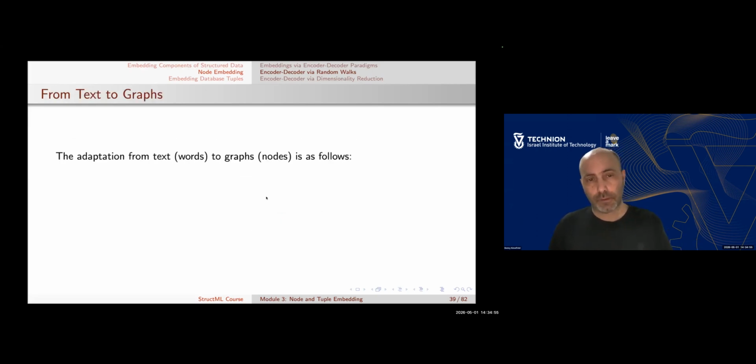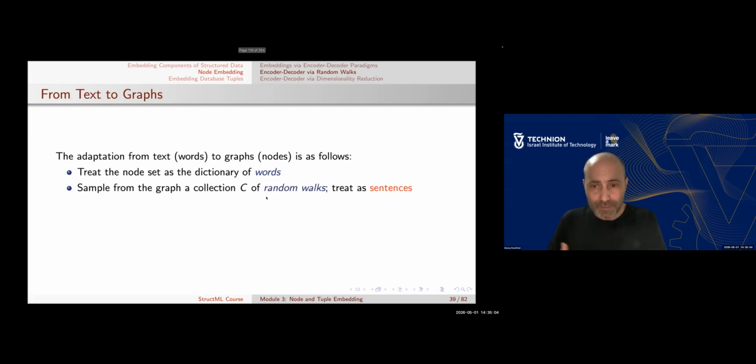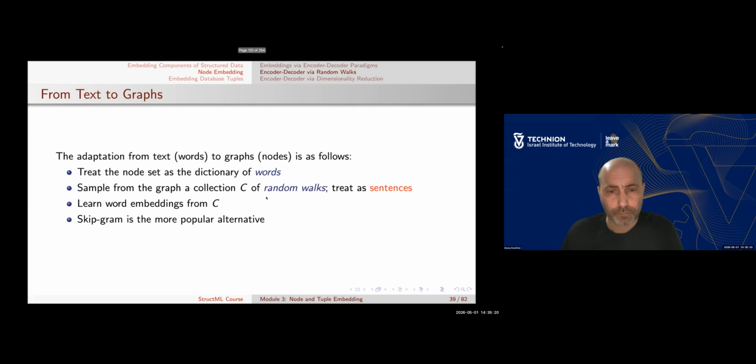And the adaptation from text to graphs is the following. You treat the nodes as your words, and instead of sentences, you have random walks. So these random walks are basically your sentences, and you have a collection C, that's your corpus of documents. You learn the embeddings from this corpus. And it turns out that skipgram is the more popular alternative, more popular than CBOW.